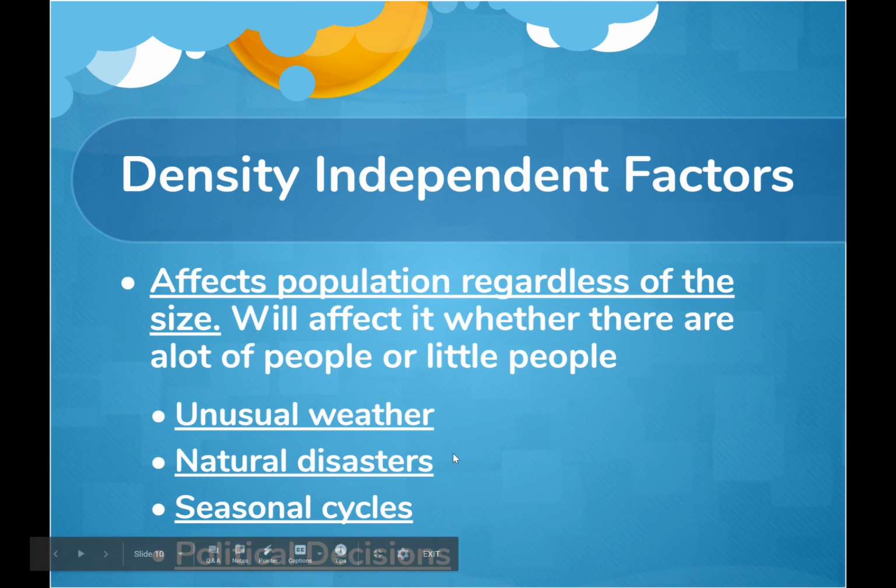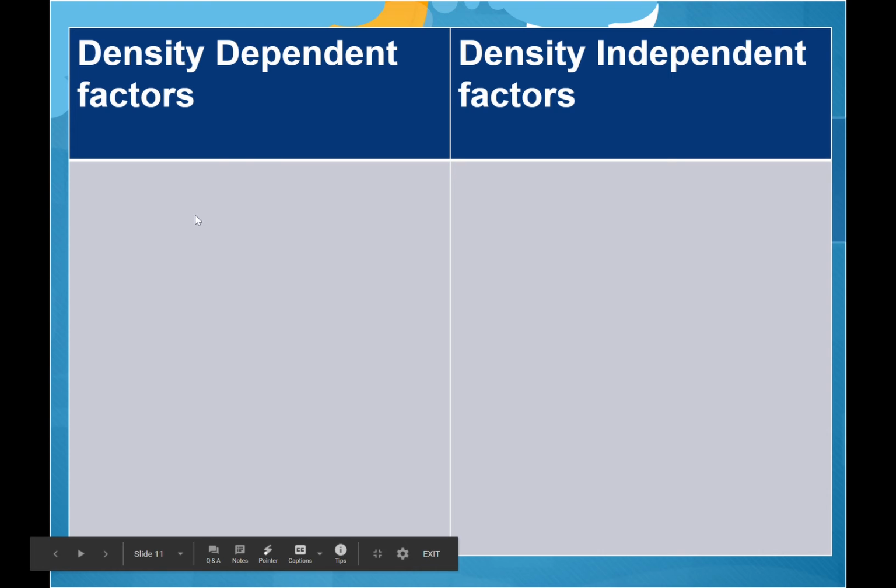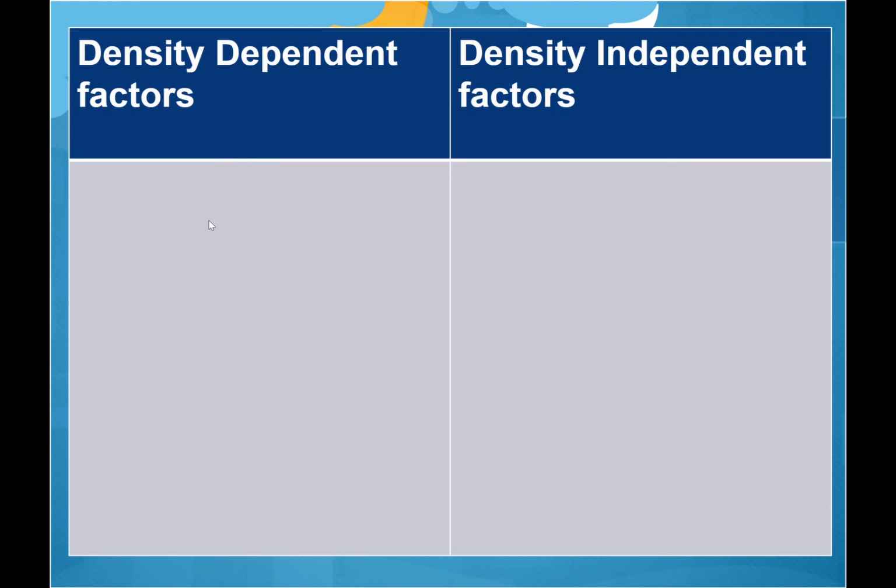I want to emphasize this natural disasters because that leads to the story that I told in class. Basically, when that hurricane hit, it didn't matter if it was a city that was hit or a small town, it still killed people where there were a lot of people and there were not a lot of people. Okay? And so real quick, just so you know the differences. Dependent, those are things like resources that depends on the amount of people. Density independent, it doesn't matter if there's a lot of people or not.